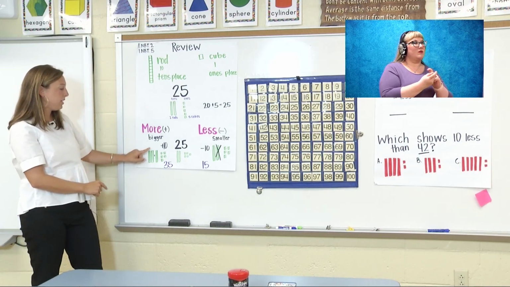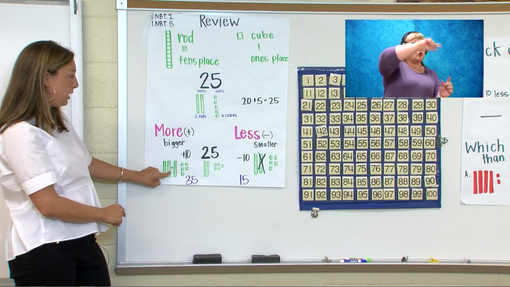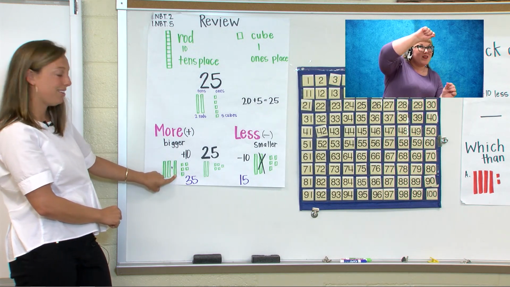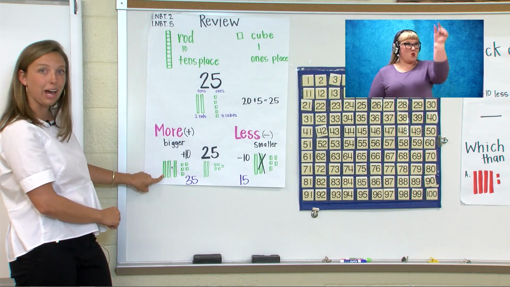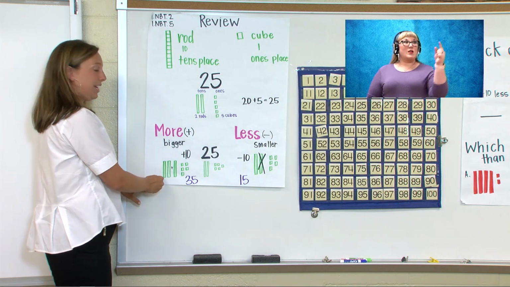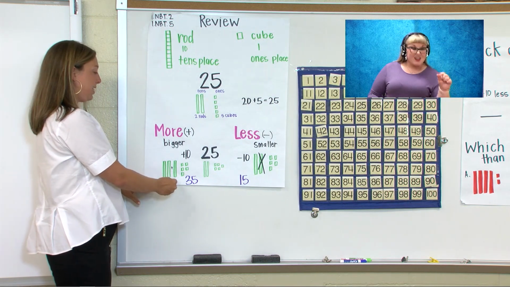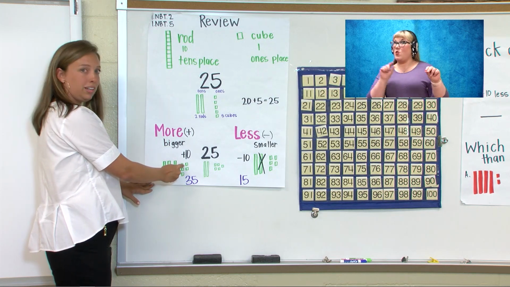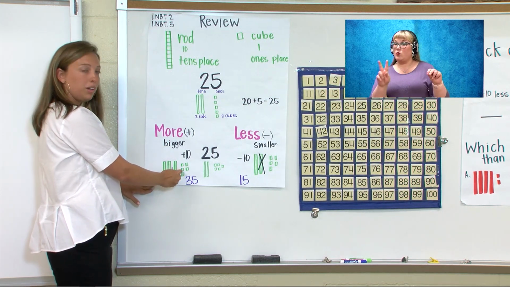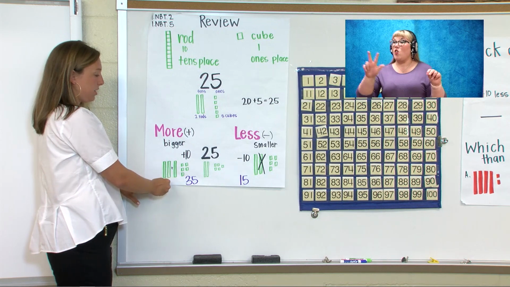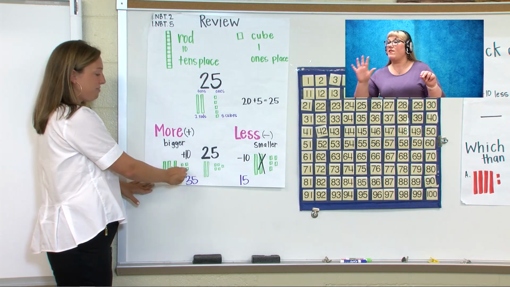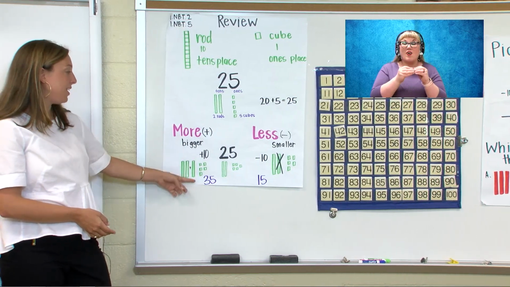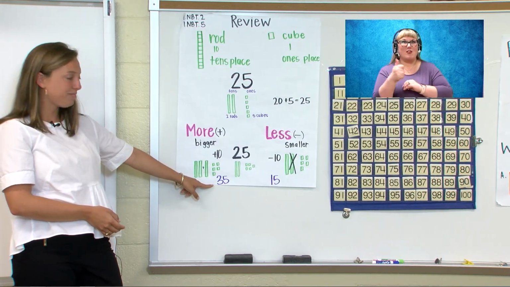Here's my rods, 10, 20, but I'm adding 1 more rod. So that's, count with me, 10, 20, 30. We have 31, 32, 33, 34, and 35. 10 more than 25 is 35.